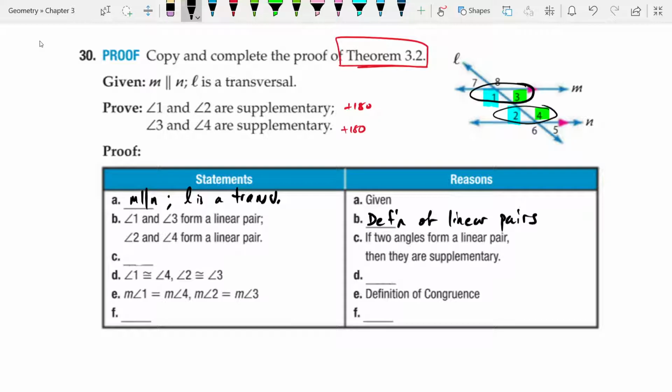Now, C. If two angles form a linear pair, which was what part B said, then they are supplementary. So what I'm trying to show there is, since 1 and 3 form a linear pair, then they should add up to 180. So I write measure of angle 1 plus measure of angle 3 is 180. And I would do the same thing for measure of angle 2 and the measure of angle 4. They add up to 180 as well.